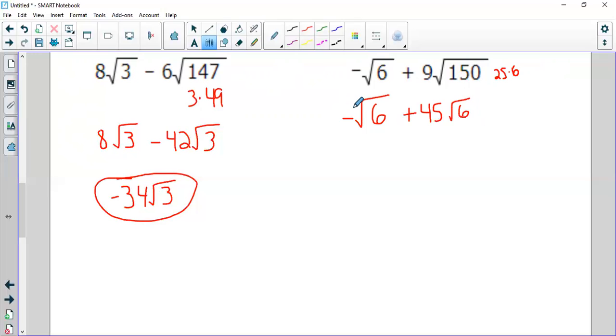So remember, this is negative 1 radical 6. And 45 radical 6. Combine your coefficients. You get 44 radical 6. Don't change that radical. I'm going to say that multiple times because somebody's going to make that mistake.